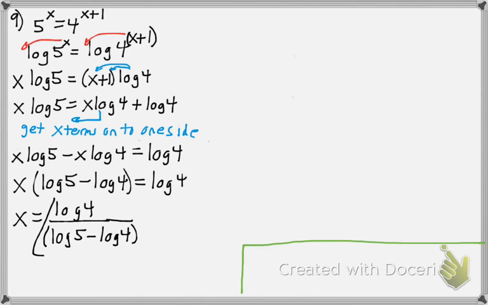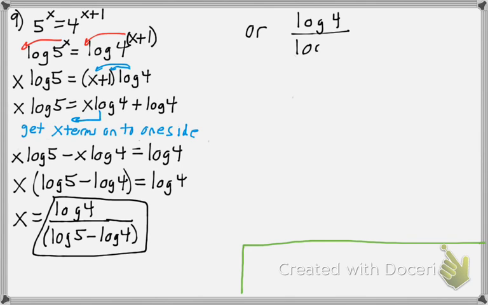Now this is okay for the final answer. If you wanted to, let me actually write this up here. If you wanted to, again, there's many alternate forms here, and WebAssign should accept any of these. But you could write this as log of 4 over log of 5/4, because when you're subtracting two logarithms, you're allowed to combine them with division. So this would also be okay.